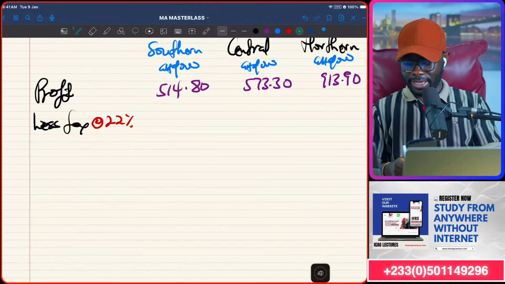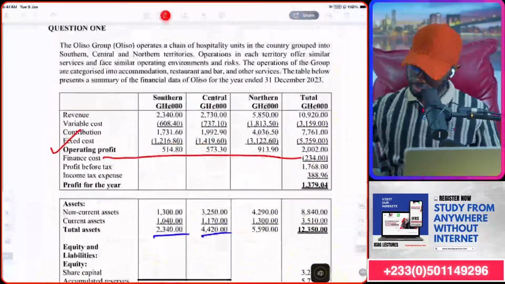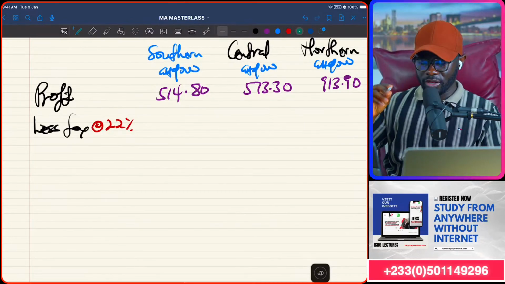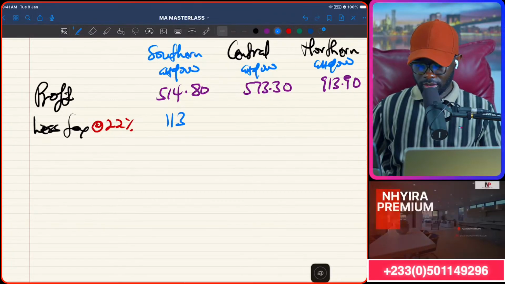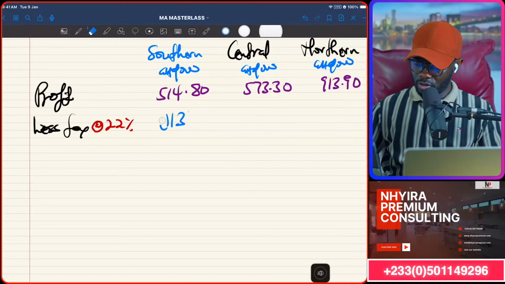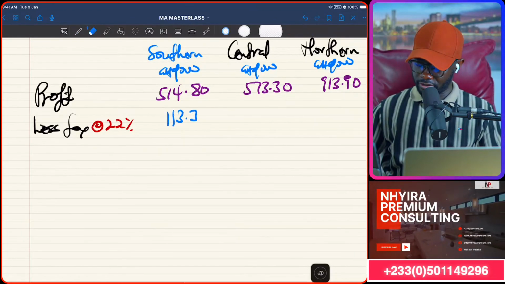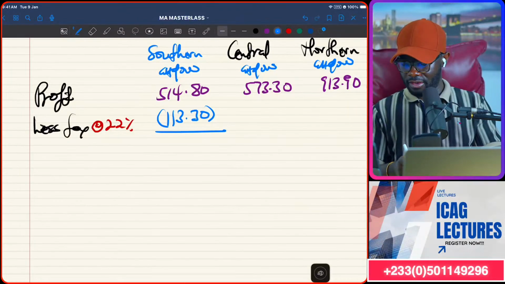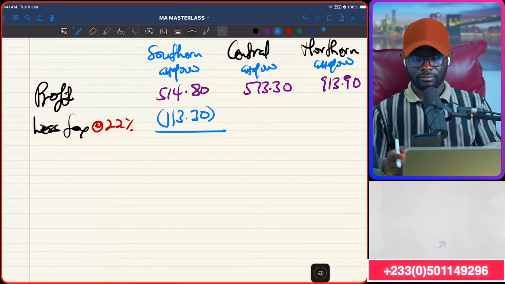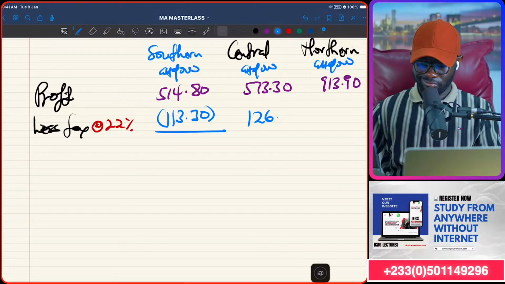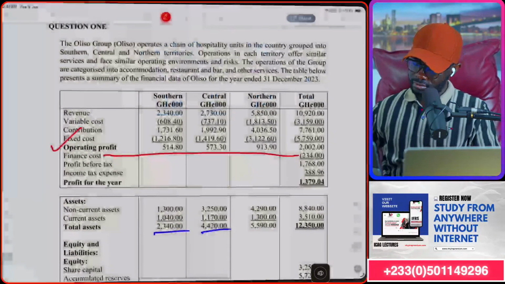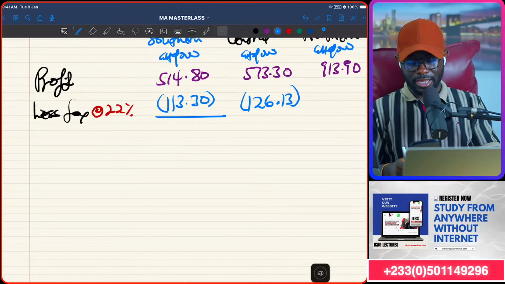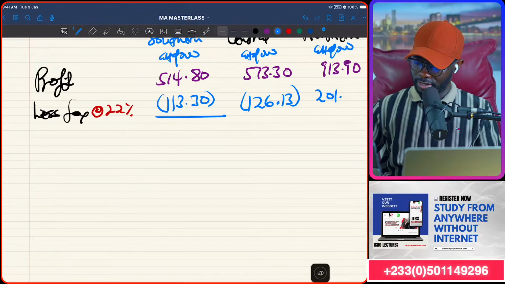So we're going to punch these out respectively to subtract it. So 514.8. Nhyira, is it 514 or 541? 514, okay. So 514.8 by 0.22. That is 113. Maybe we can do 113.30 approximately. Then 0.22 by 573.3. That would be 126.13 approximately. Next, 0.22 by 913.90, 201.06.